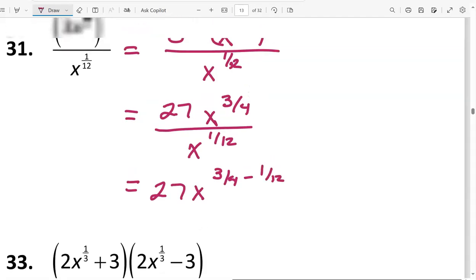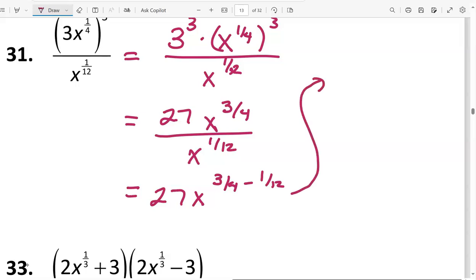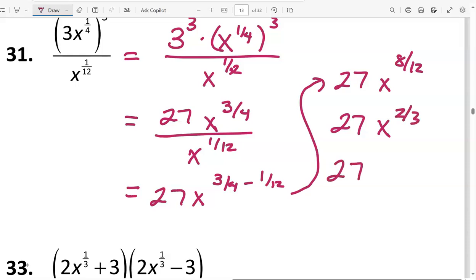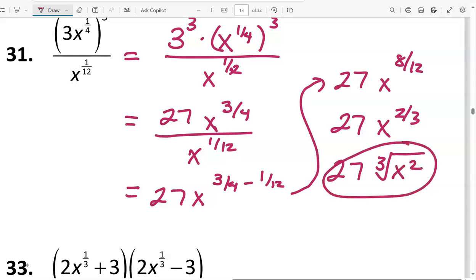And let's continue that over here. 3/4 minus 1/12 is 9/12 minus 1/12, which is 8/12. And 8/12 reduces by a factor of 4 to 2/3. So therefore this is 27 times the cube root of x squared.